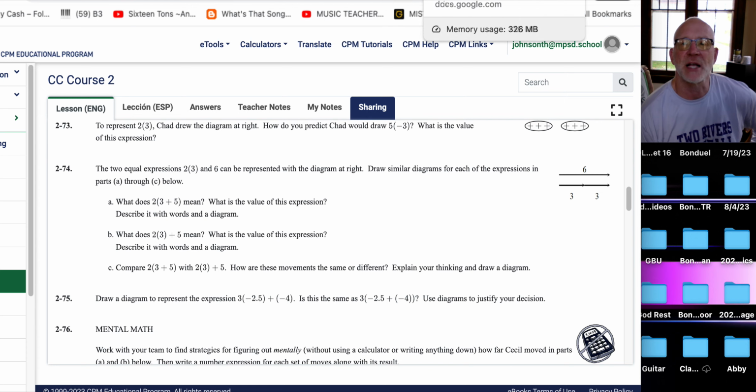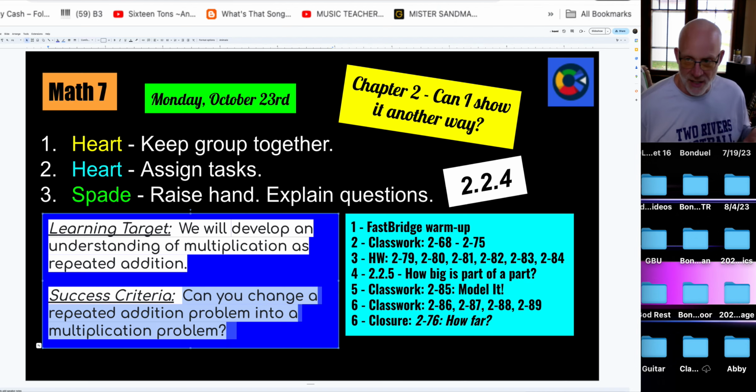All right, so that's what we're going to do: thinking, sharing in a group, and then sharing in a big group. Then we're going to homework. We're going to go to 279, 280, 281, 282, 283, and 284.